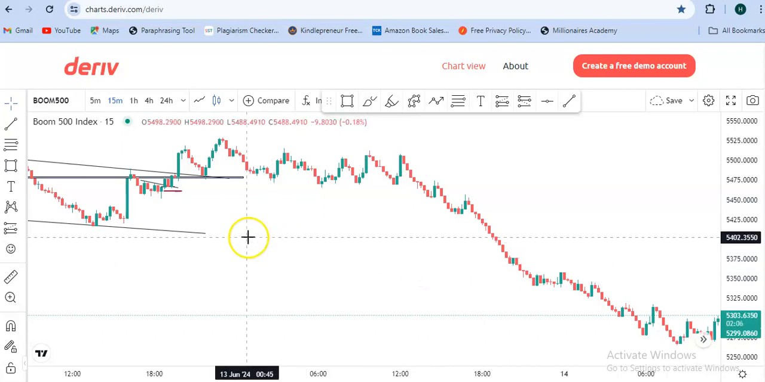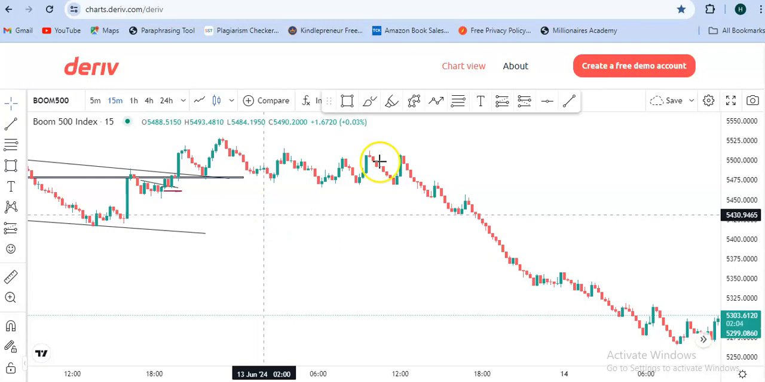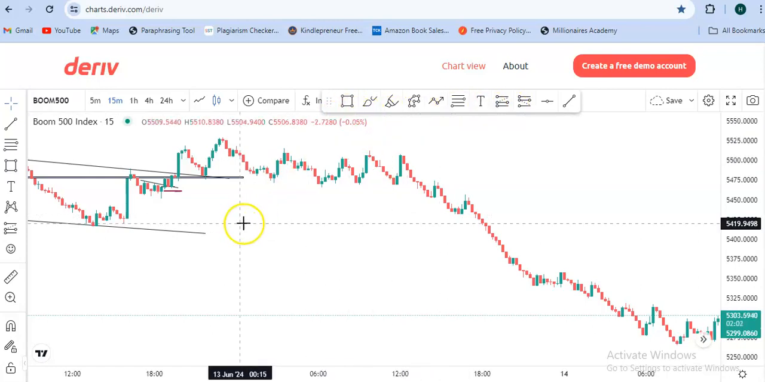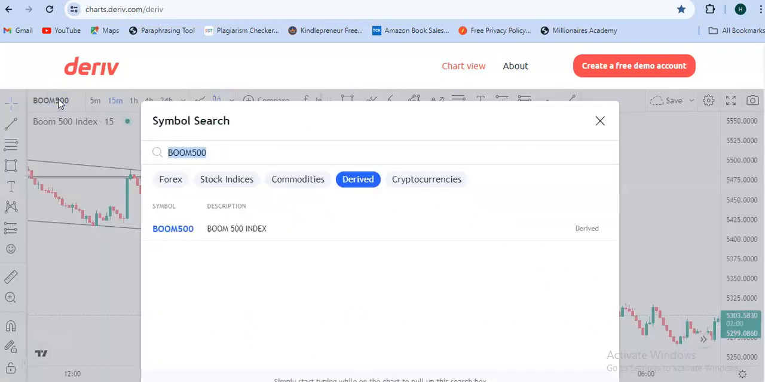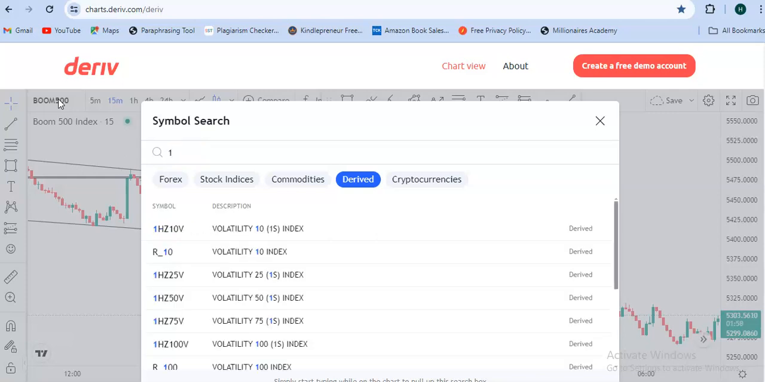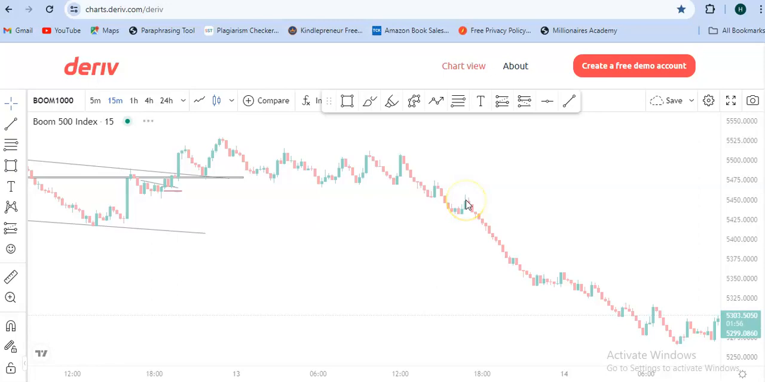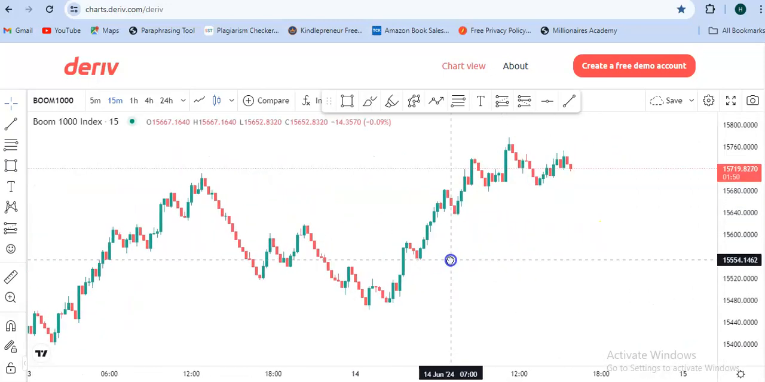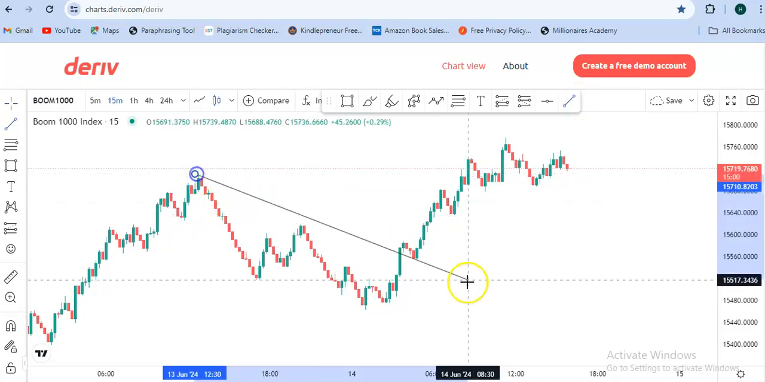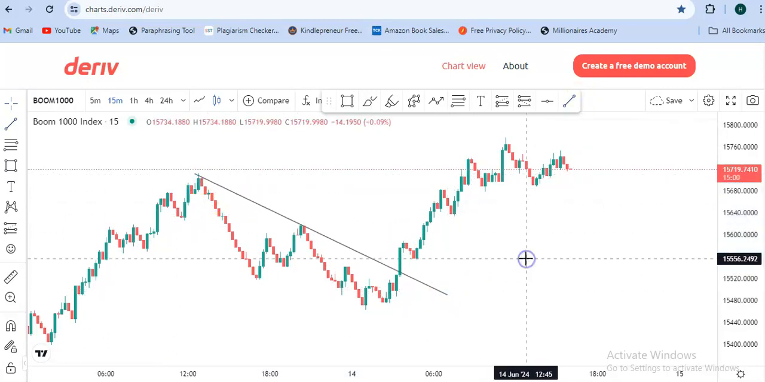Just see a structure that confirms the market is going to sell or is going to buy, then you go ahead and do that. There's another one I saw on 1000 this morning, and I shared the setup in the group, and it played out very nicely. Let's see. I saw this setup here.